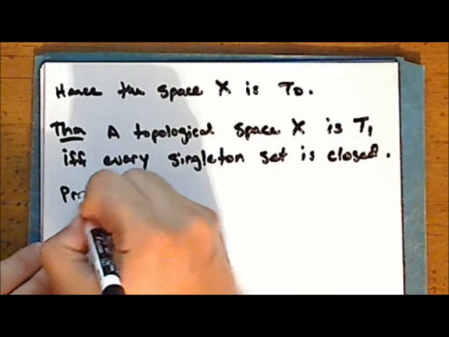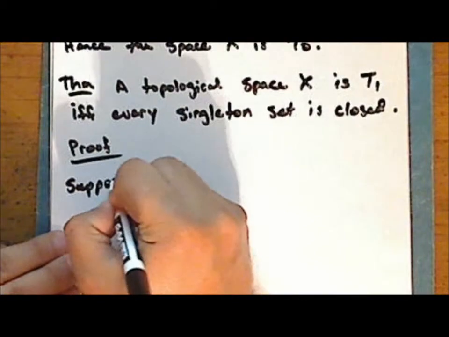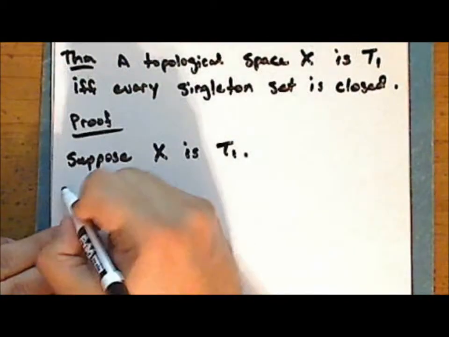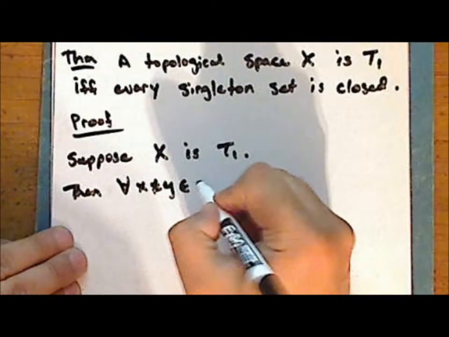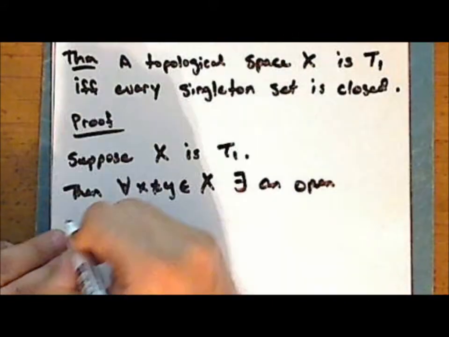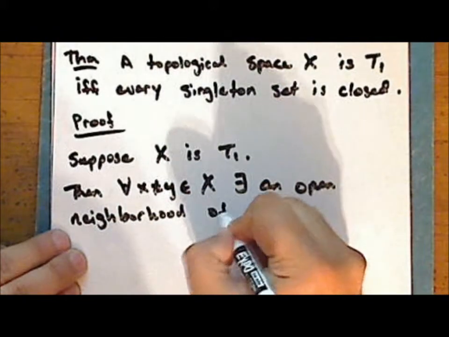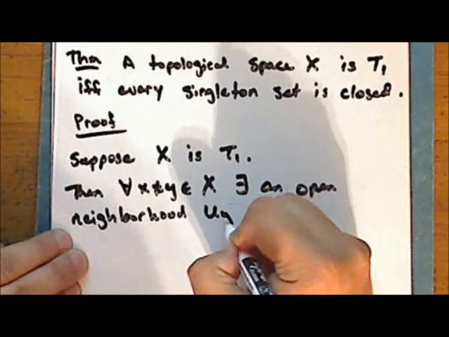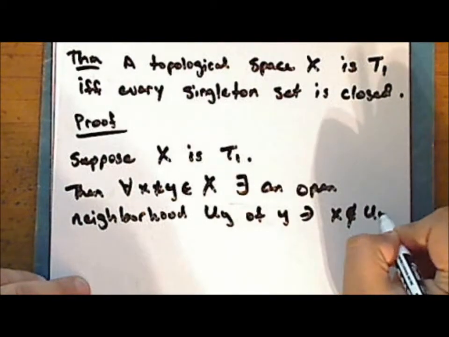So proof. Suppose that the space X is T1. Then for every pair of points, x and y, that are distinct in this set X, there exists an open neighborhood of the point y. Let's call that neighborhood U sub y, of the point y, such that the point x is not in this neighborhood.